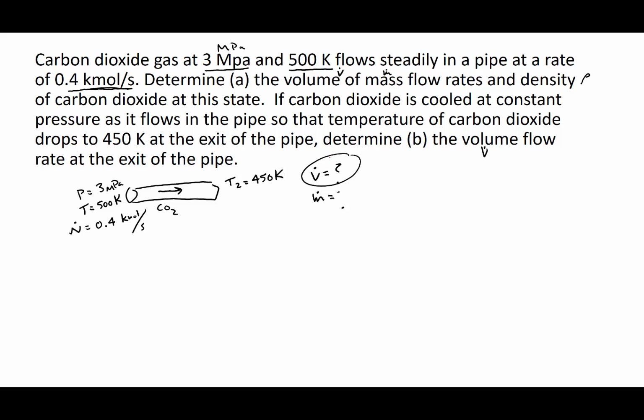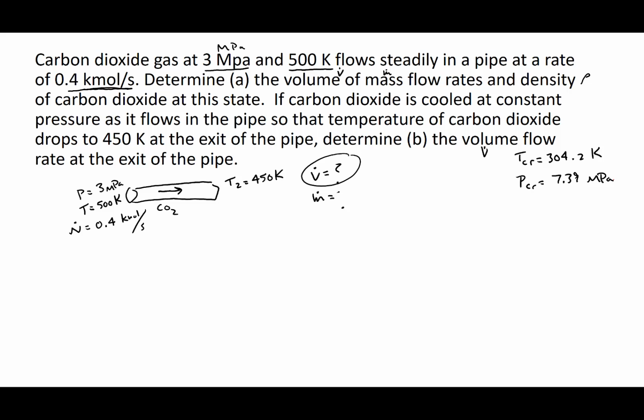And we can use the ideal gas law because if we look up the critical temperature and pressure for CO2, the critical temperature is equal to 304.2 Kelvin, and the critical pressure is equal to 7.39 megapascals. So our temperature is above the critical temperature, and our pressure is below the critical pressure. So we can assume that this is an ideal gas.